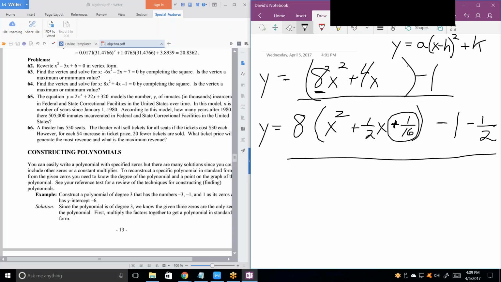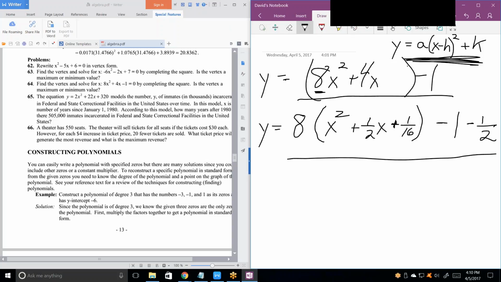Every time you go from one row to the next, always make sure at every step that you have not changed anything. Because all I did was add 8/16 and subtract 8/16. Well, that doesn't change the value at all. Now I'm really close to being able to put it into this vertex format.